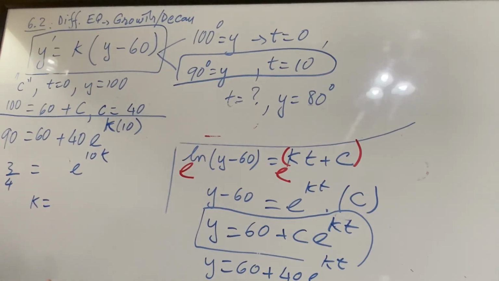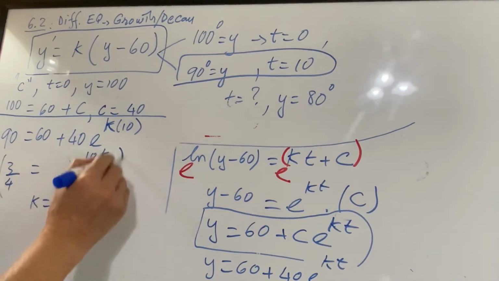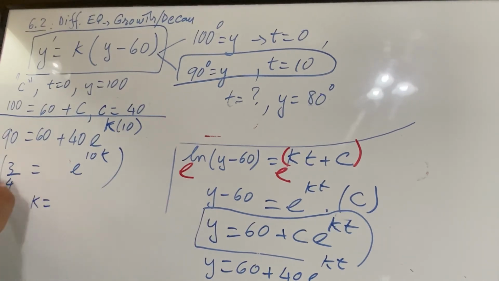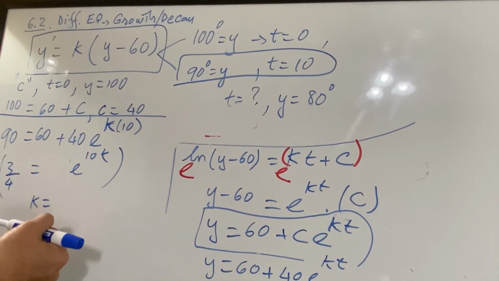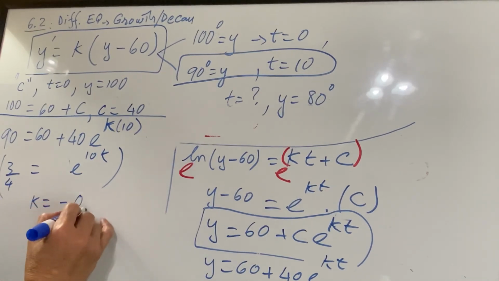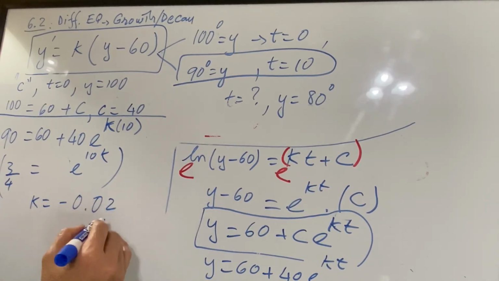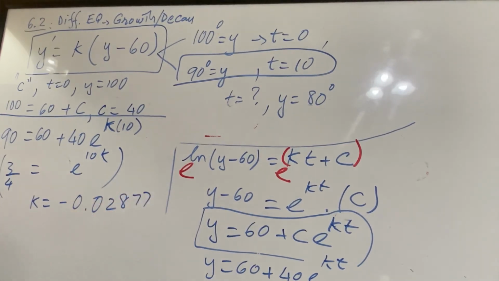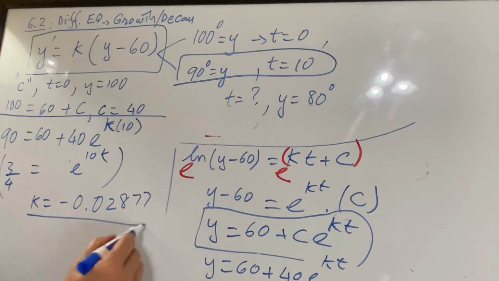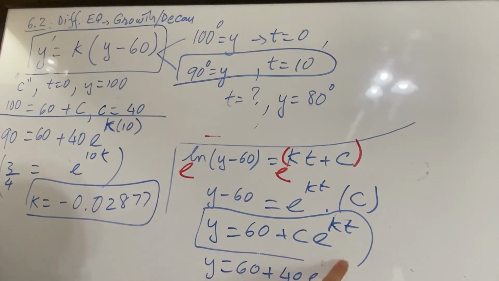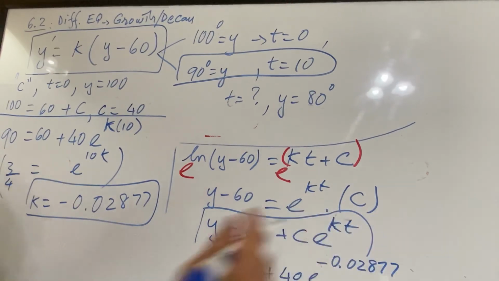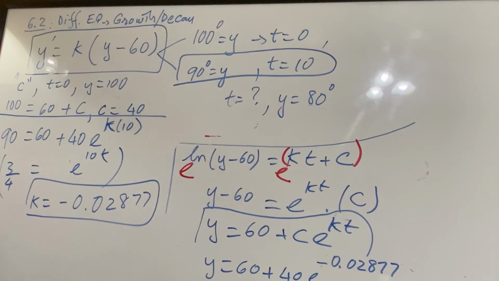Take ln on both sides, okay? I will not do that calculation here. So plug it in the calculator, and you will see a negative value, which is about negative 0.02877. There we go. Guys, you now got K. If you know K, can I plug it in right here? Okay, guys, the task is now almost done.